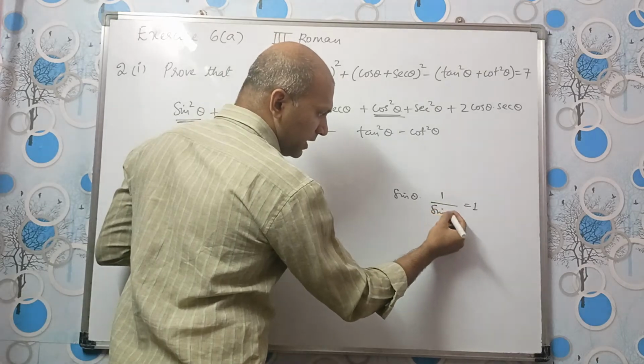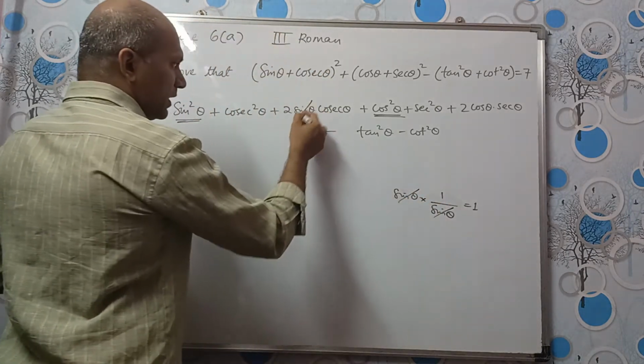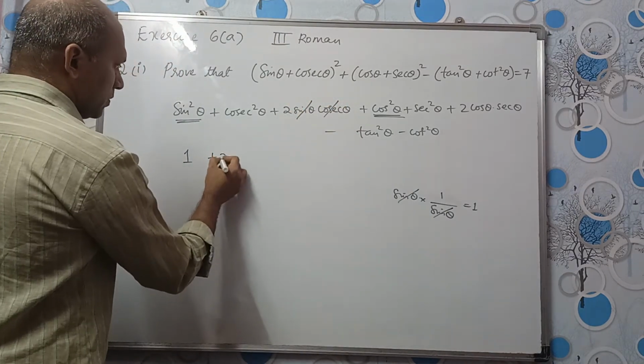It is equal to 1 by sine. Sine will get cancelled, right? We'll have 1. So we can cancel this and write 1. So 2 into 1 will be 2. So this is 2 now.